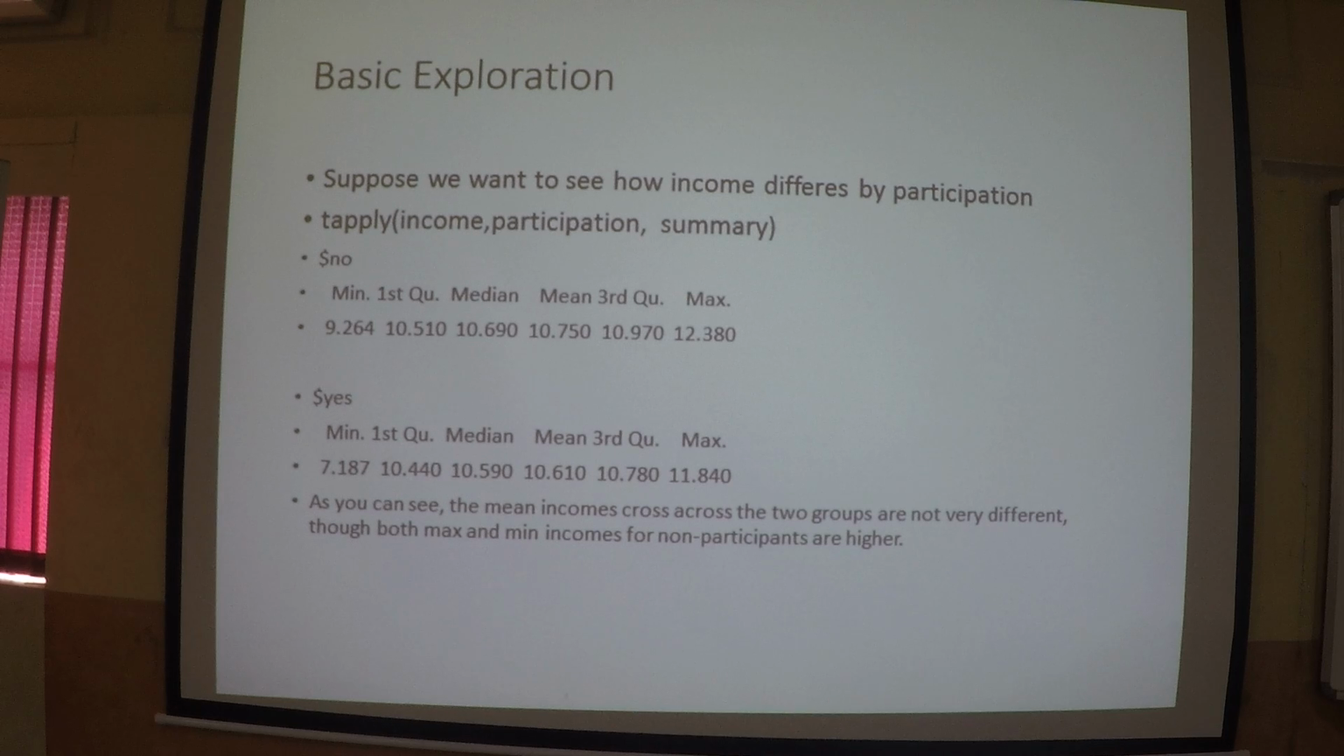Now, let's see if income differs by participation. So people who do not participate in the labor market may have different levels of non-labor income compared to people who actually participate. You use this command, tapply income participation summary. Take the data on income, classified by participation. That is, get me separate data for no and separate data for yes and summarize that. So what do you find?